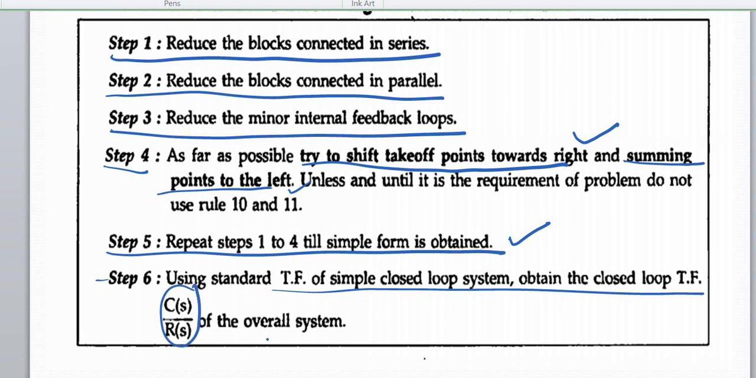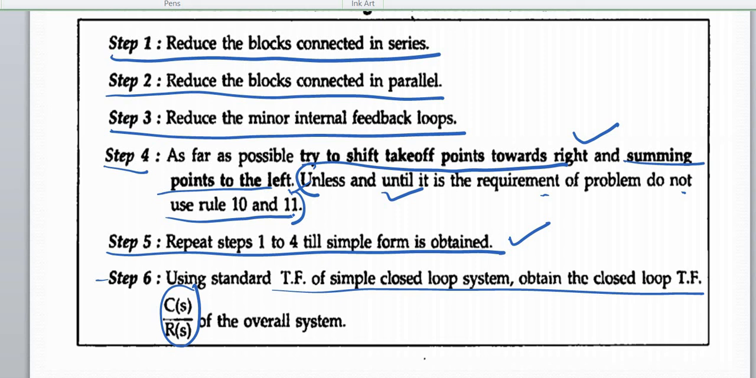One more thing: unless and until it is a requirement of the problem, do not use rule number 10 and 11. Rule numbers 10 and 11 are critical rules. We have to use them only if necessary. If the problem demands, of course we have to use them. Otherwise, avoid using those rules if not required.